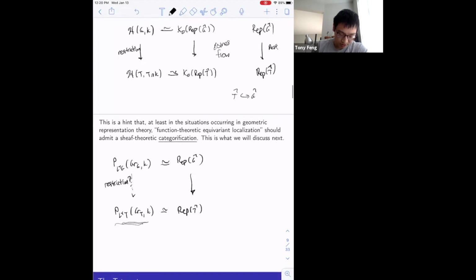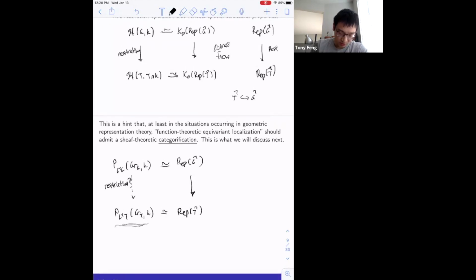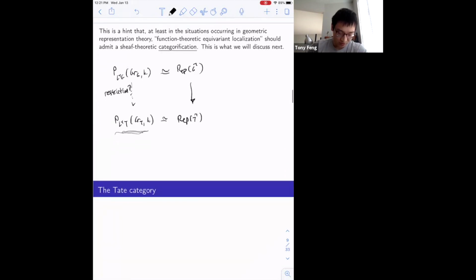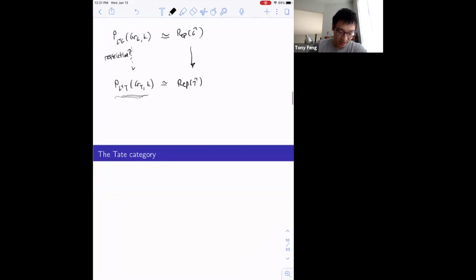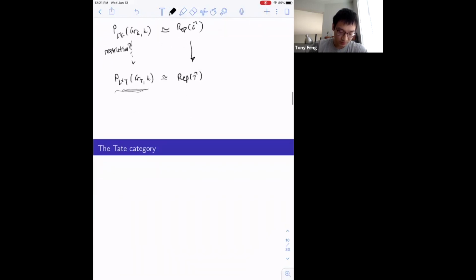So what's clear is that we don't have a priori, at the sheaf theoretic level, the kind of cancellation properties which made the function theoretic story work. And in order to have them, we would need to take some kind of quotient at the categorical level. So that's my motivation for introducing this thing, which I'll call the Tate category, which is a certain Verdier quotient of the category of sheaves.